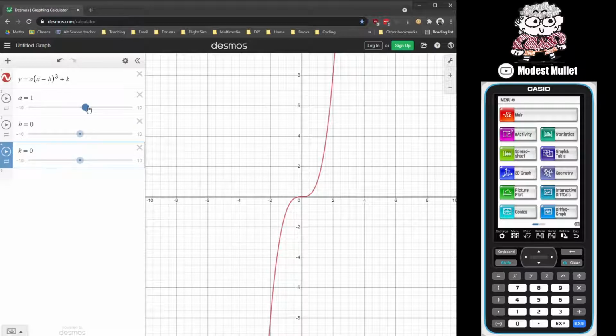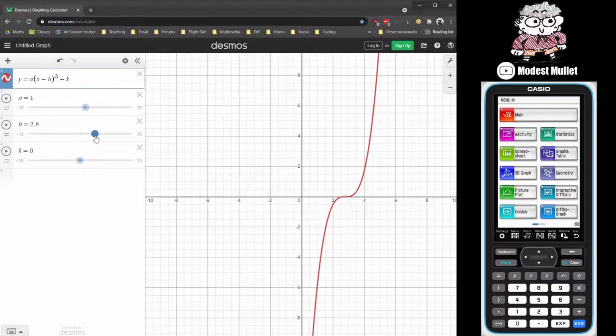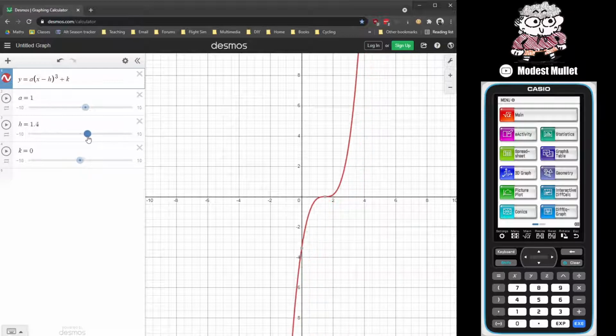I've left A as 1, so that's our dilation. If we remember, A is our dilation, H is our horizontal translation, and K is our vertical translation. That's what's happened in every single other relational function we've looked at to date. Let's see if that holds true. So let's start with H, horizontal translation at 0, and our key point there, that's our point of inflection, if we watch that. As I increase H, shock horror, my graph translates to the right.